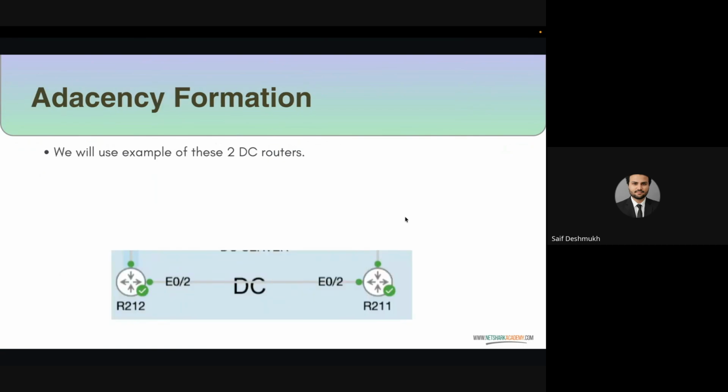Now let's talk about the adjacency formation. I'm taking a really basic example of 2 routers to understand the adjacency formation process. Feel free to ask me any questions if you have any. Okay, so we're going to use these 2 routers: router 211 and router 212. They have 10.2.255.211 and 10.2.255.212 as router IDs. Basically, the idea is that on Ethernet 0/2 on both interfaces, you have configured OSPF.